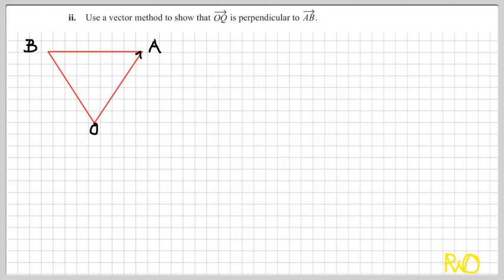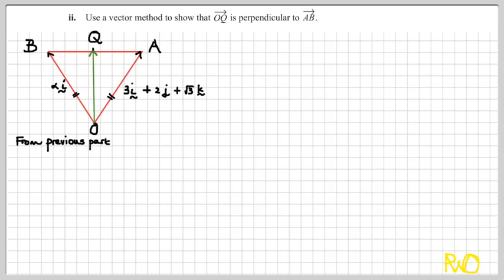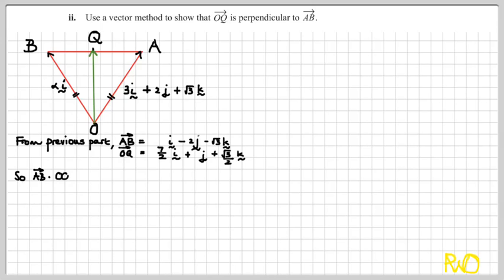Now, use a vector method to show that OQ is perpendicular to AB. Well, there you go. We've got OQ from a previous part, and we've got AB from the previous part. It looks like we've just got to dot them together and prove the dot product equals 0. That's pretty easy, isn't it? So AB is that, OQ is that. Let's dot them, and what do we get?